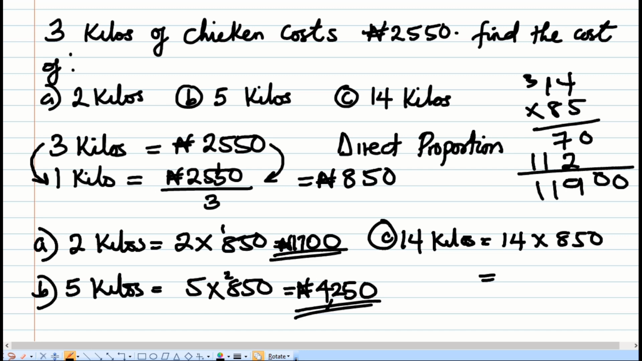So plus another 0. So we have 11,900. So that's the price for 2 kilos, 5 kilos, 14 kilos. Now, let's just see another way we can do this.